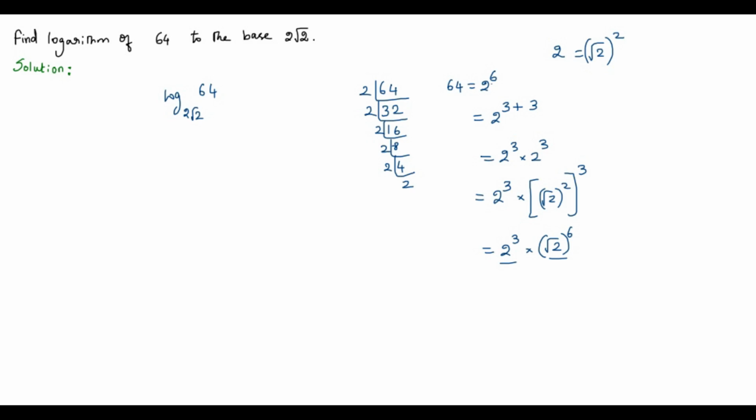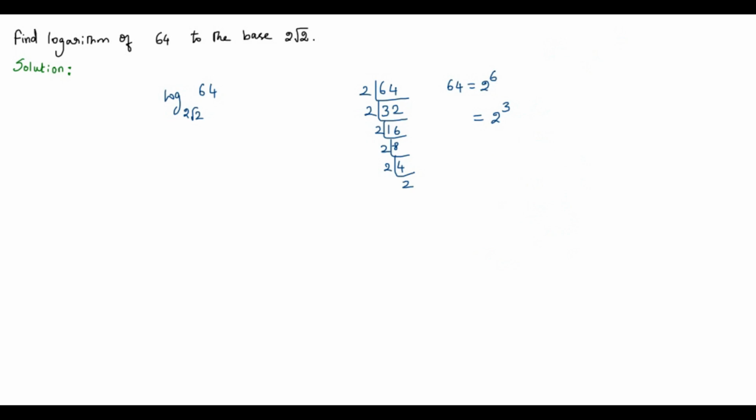So I have split the 6 here as 3 plus 3. Splitting 6 as 3 plus 3 doesn't work. Okay, let's try it in some other way. Instead of splitting 6 as 3 plus 3, better we can split 6 as 4 plus 2. So in the next step, we will get 2 to the power of 4 times 2 to the power of 2.